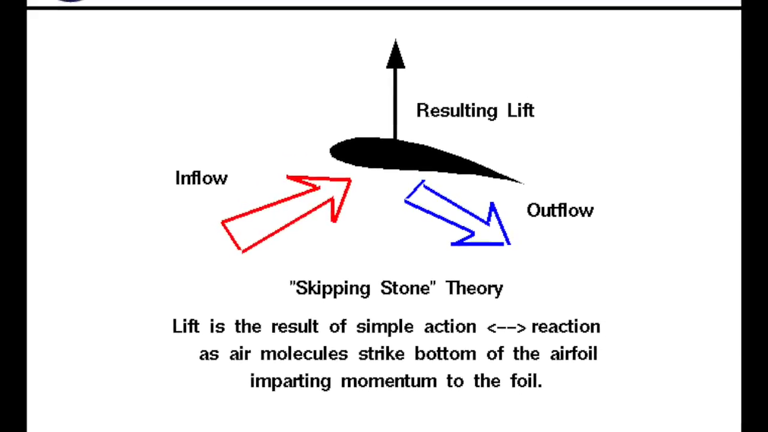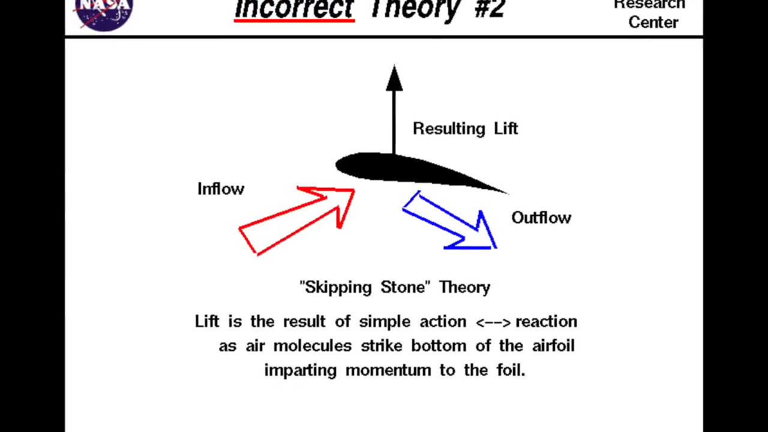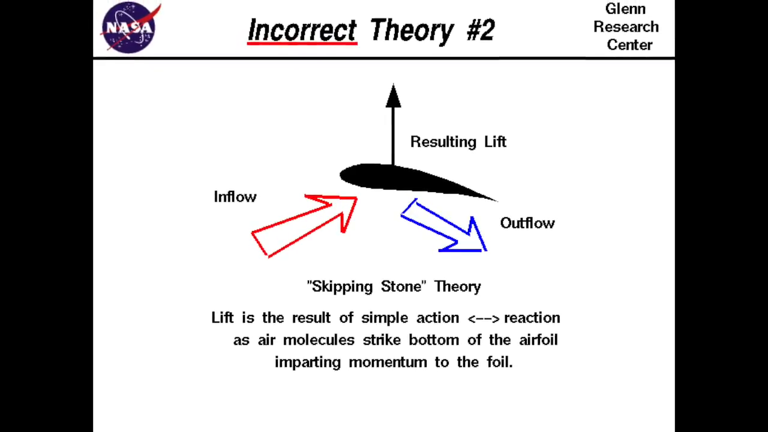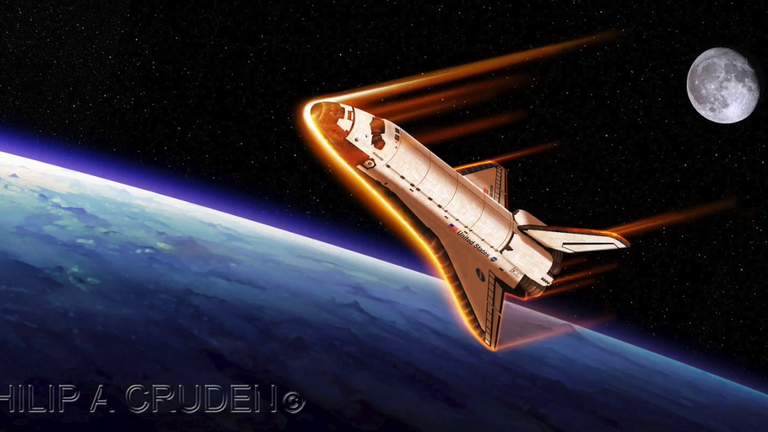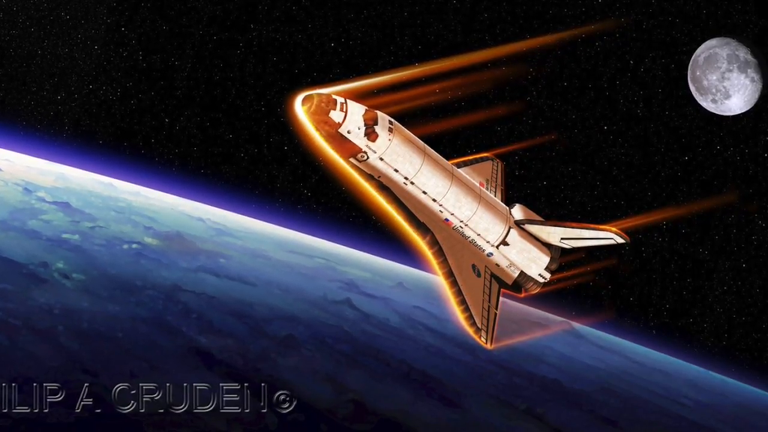The second misconception is the skipping stone theory. This theory states that the air bounces off the bottom of the airfoil, exerting a force upward, lifting the airfoil. However, this doesn't make sense because air passes over both sides of the airfoil. This theory does describe how a space shuttle enters the Earth's atmosphere. However, this is more controlled falling than flight.